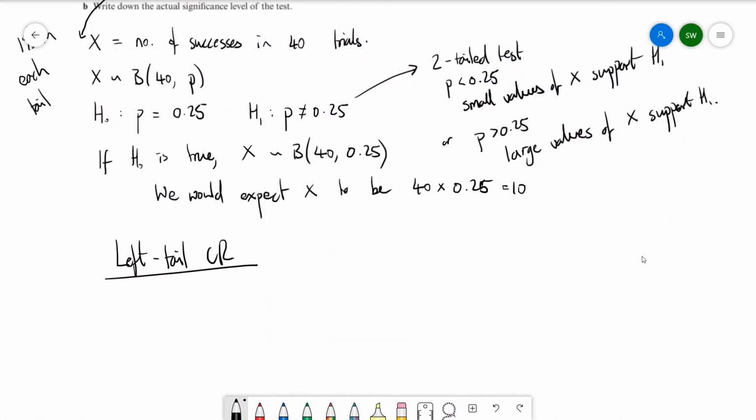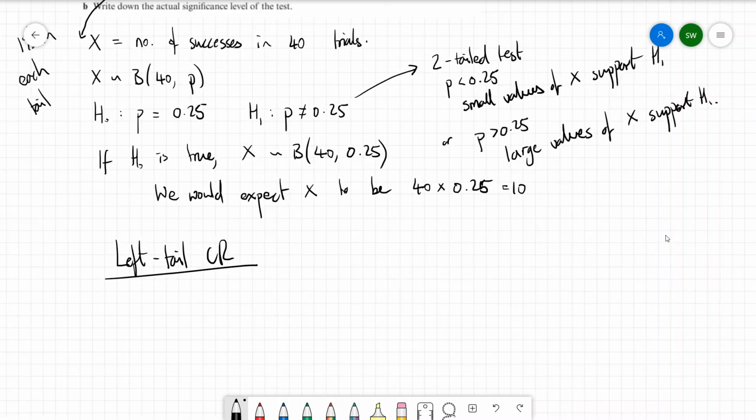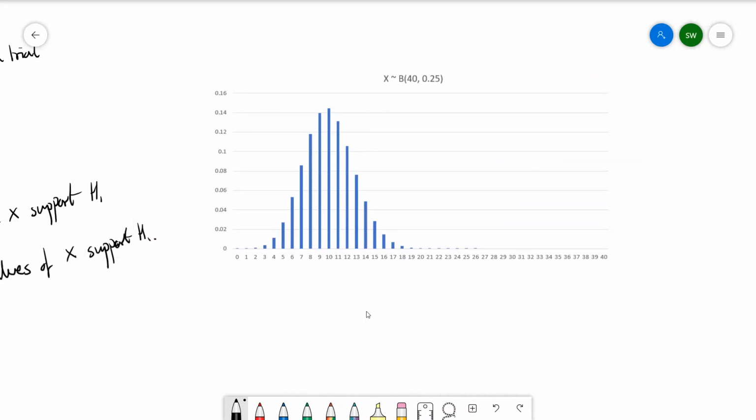So even though you can't draw the distribution in your exam, I think it's useful to try and look at the distribution to help us think about this. So along the horizontal axis here, I've got x, the number of successes, and on the vertical axis, I've got the probability of that number of successes. And this is all if H0 is true, so it's binomial B(40, 0.25). And notice that 10 is the most likely number of successes, and the probability of getting 10 successes is just over 0.14. So we're doing our left critical region, so the small values of x, which are going to suggest that actually the probability is less than 0.25.